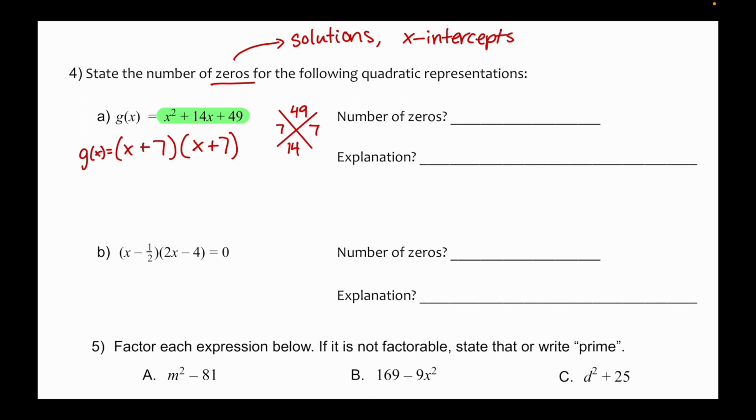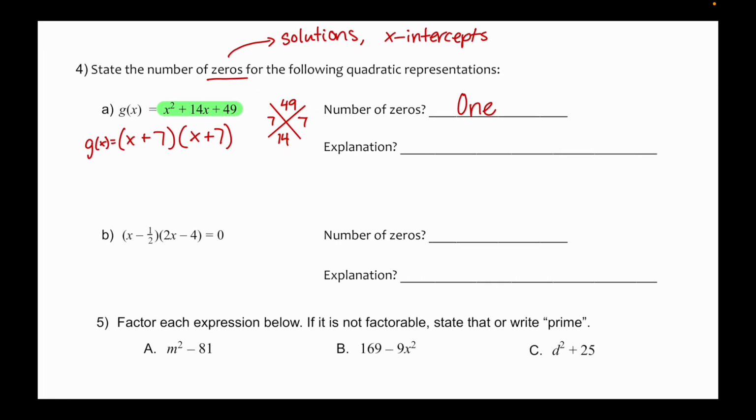So the number of zeros for this is 1. And you might be thinking, oh, Miss B, you just put 2 factors there. And the explanation for this is that there is only one unique factor. Because x plus 7 is repeated, we don't get to count it twice. Only one unique factor. Or instead of unique, you can say only one different factor, something like that. You can say the one answer is repeated. There's a number of ways you can say that one.